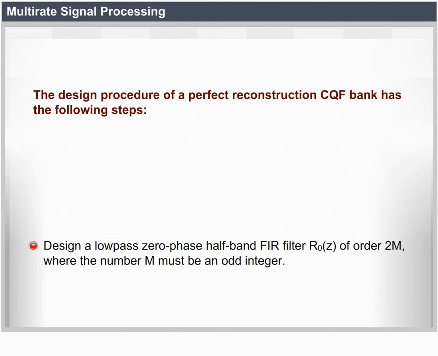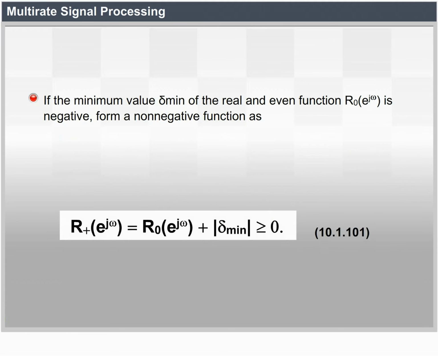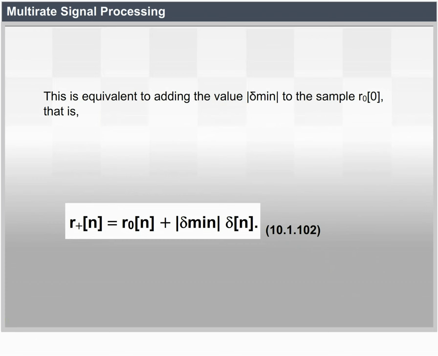Number 2. If the minimum value, delta minimum, of the real and even function r0 of e^(jω) is negative, form a non-negative function as r plus of e^(jω) equal to r0 of e^(jω) plus modulus of delta minimum, greater than or equal to 0, called equation 10.1.101. This is equivalent to adding the value modulus of delta minimum to the sample r0 of 0, that is, r plus of n equal to r0 of n plus modulus of delta minimum times delta of n, called equation 10.1.102.